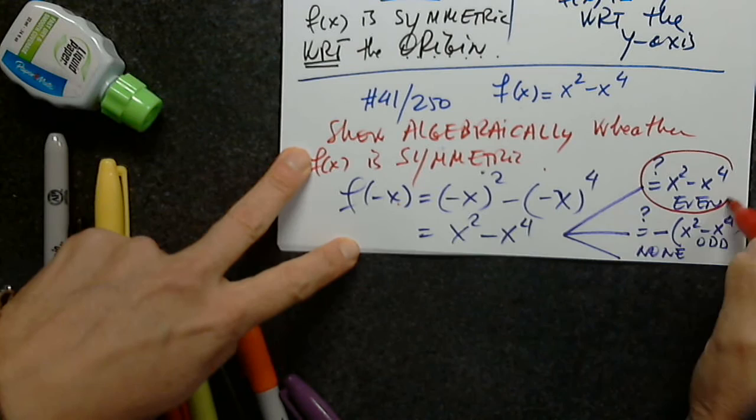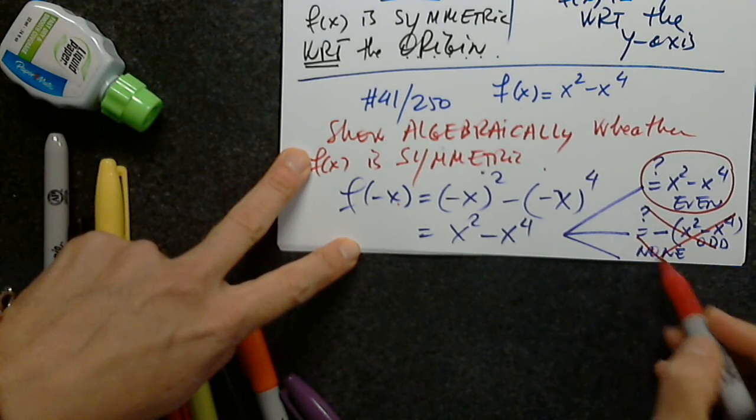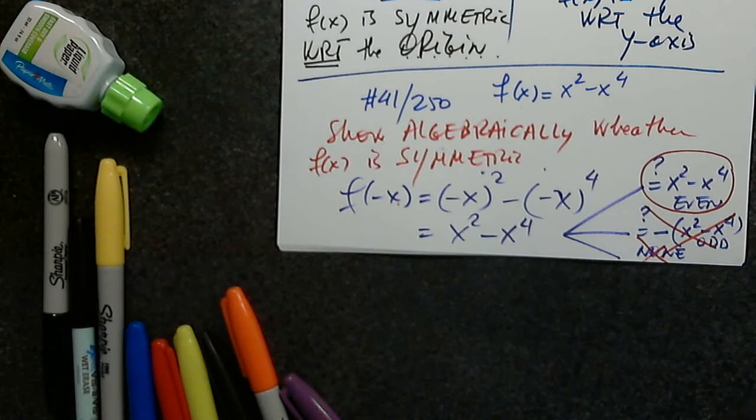Yes, this is the correct one. They are the same. The rest will go away. So this function is even. So if we were to graph this function, we would have graphed it how? Symmetric with respect to the y-axis. Very good.